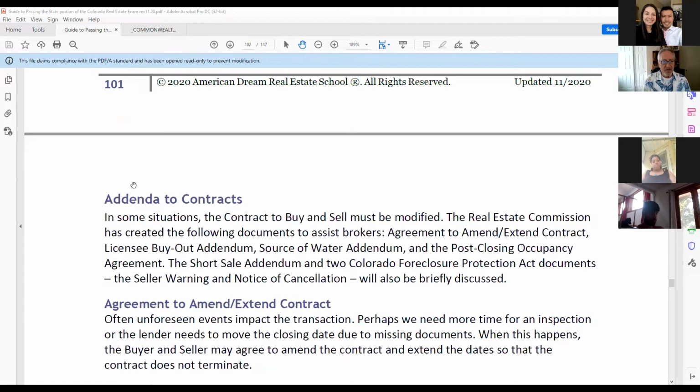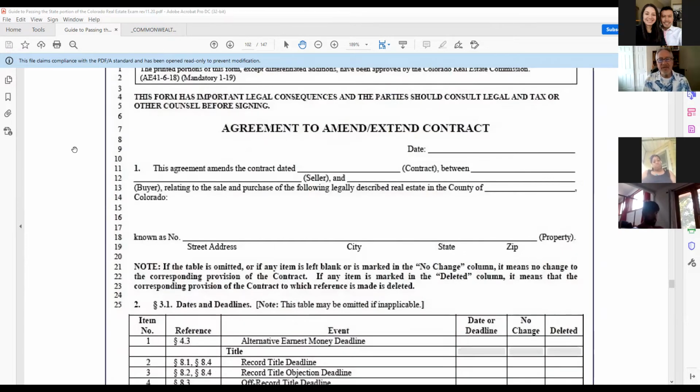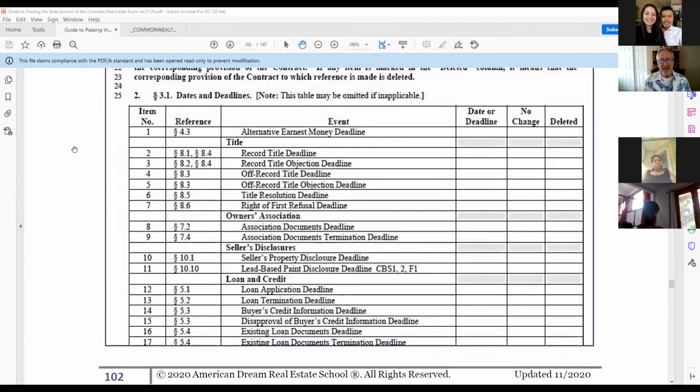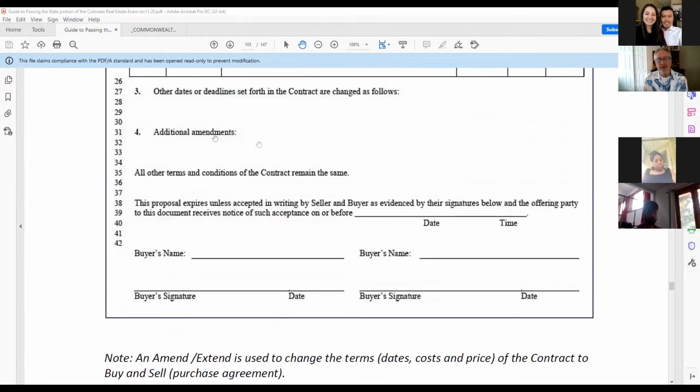Okay. Here's your addendums. So this is if you're going to extend the contract or amend the contract in a certain way. So if some of these dates need to be changed for whatever reason, you'd use this form to do that. If you're changing a date, you must have this in place prior to the expiration of that date. Otherwise, the date has come and gone, it's too late. So you've got to do this prior to an expiration date if you're going to change the date or extend the date out. If you're going to amend something, you can put additional amendments and verbiage in here to amend something.